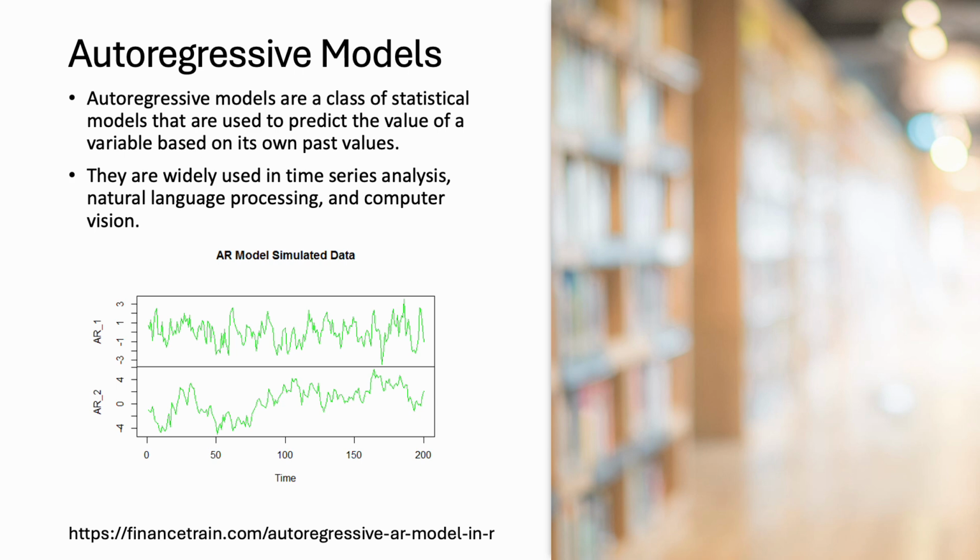The most common type of autoregressive model is the autoregressive integrated moving average, also known as ARIMA. It's a model which is a combination of autoregression, differencing, and moving averages. The autoregressive component of the ARIMA model captures the relationship between the current value of the time series and its past values, while the differencing component is used to make the time series stationary, and the moving average component captures the short-term fluctuations in the time series.